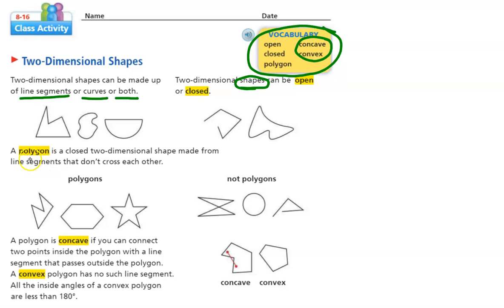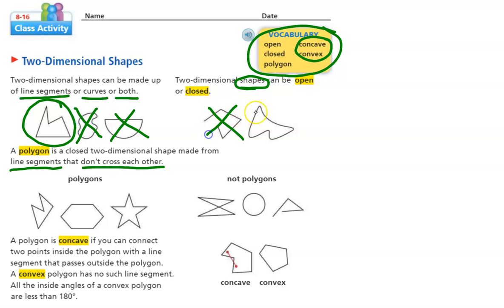But a polygon is a closed two-dimensional shape, but it has to have line segments and they cannot cross over each other. So for example, this right here could be a polygon because it's got all line segments and they're not crossing over each other. But this could not be considered a polygon, and this could not be considered a polygon because they are not made from all line segments. This one also could not be considered a polygon, and this one couldn't be considered a polygon. This one because it's not closed, and this one because it's got curves, okay?